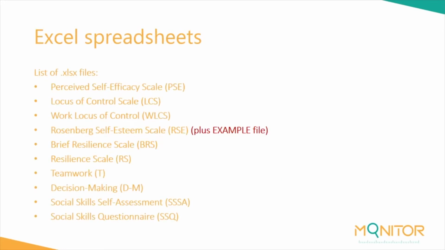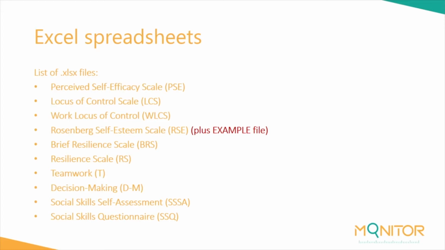You will see that there are 11 Excel files available. 10 of these are designed to allow you to process the data for the measures that are available in the manual. Once you've collected the data from project participants, you can use the appropriate Excel spreadsheets to process the data for the scales that you have selected. In this video, we're going to show you how to use the Rosenberg Self-Esteem Scale spreadsheet. However, the same process applies for all the other scales.